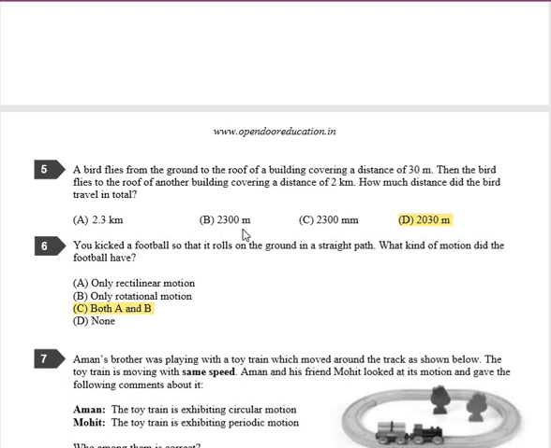While 2300 meters is also inappropriate, because when we convert kilometers into meters, we have to multiply by 1000. That is 2000 meters. And when we add 2000 meters and 30 meters, the answer will be 2030 meters. So the most appropriate option will be D, that is 2030 meters.